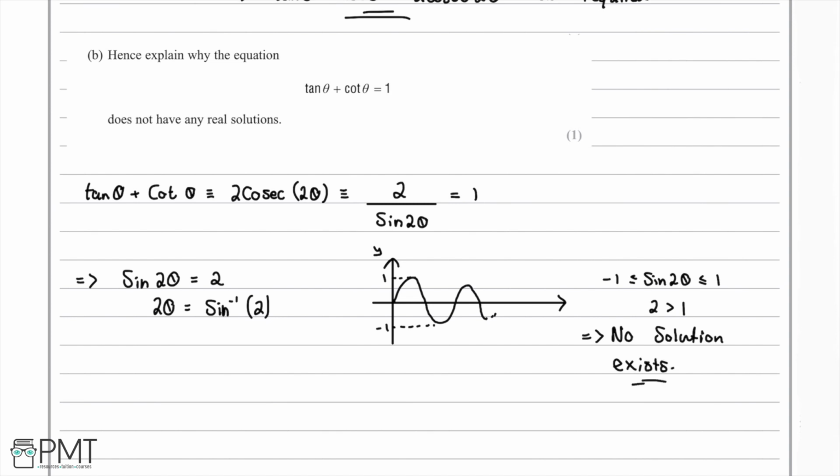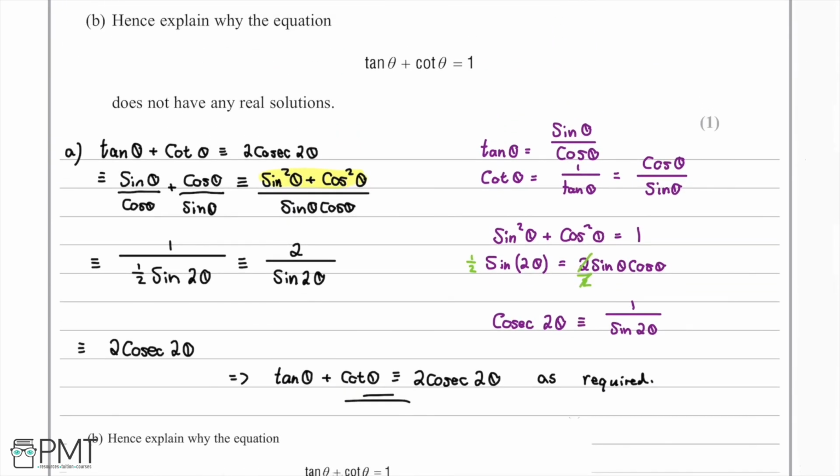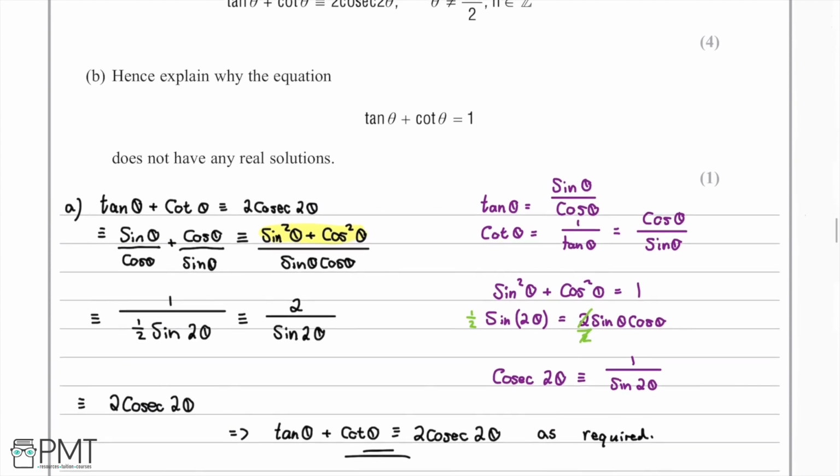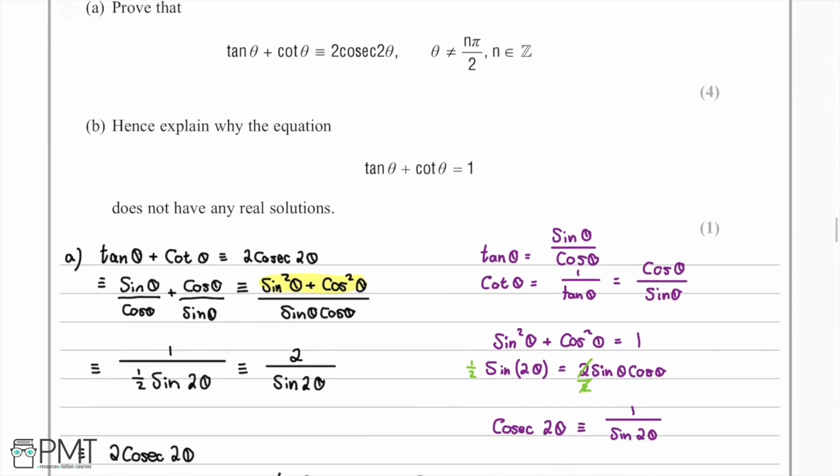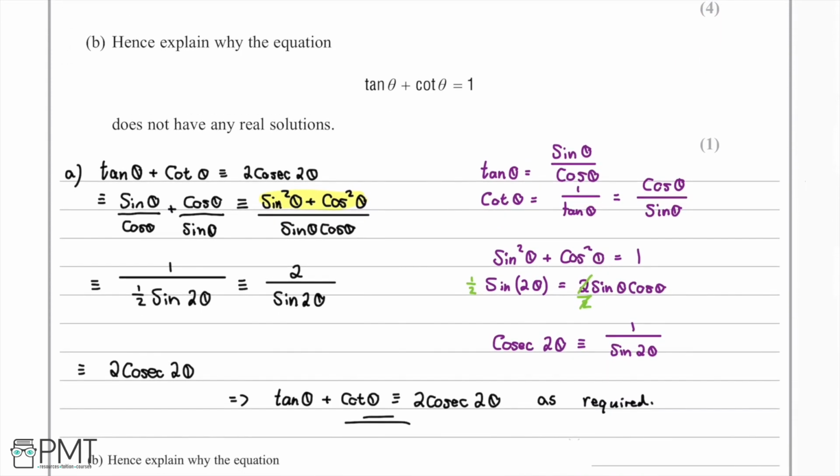So we've now completed the question, and we're now going to take a look back to see where we picked up our marks. So looking back at question part A, it was worth 4 marks. So we received our first mark for going from the original equation down to this step here. So when we knew that tan theta was equal to sine theta over cos theta, and we knew that cot theta was equal to cos theta over sine theta. That's where we achieved our first mark.